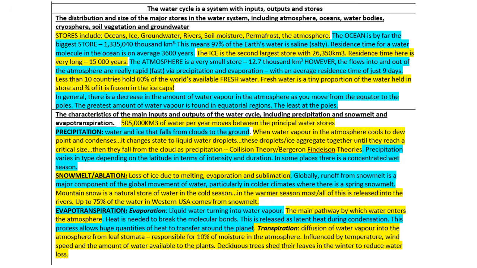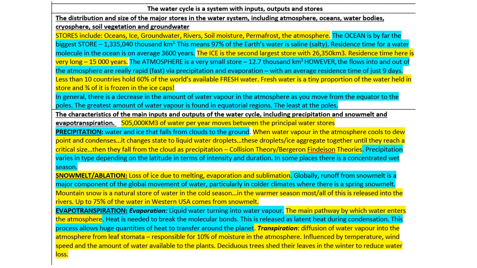Ice is the second biggest store. Residence time there, though, is much longer, 15,000 years. The atmosphere is a relatively small store, only 12.7 thousand kilometres cubed. However, the flows into and out of the atmosphere are really fast. So precipitation, evaporation, coming in and out, the average residence time is only 9 days.